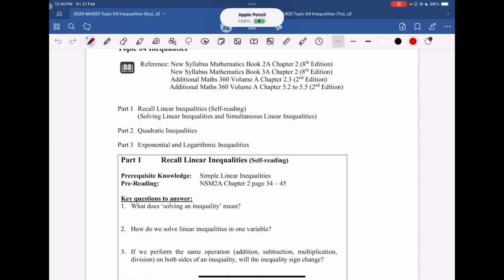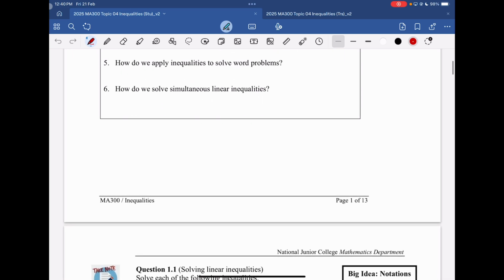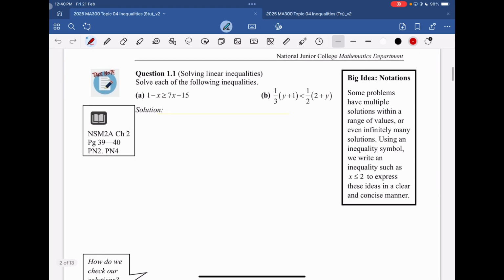What do you need? I asked if you have anything to submit. So just help me to take the next half an hour to complete the first few questions.